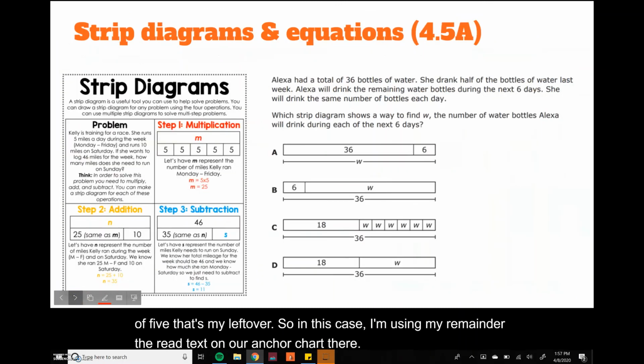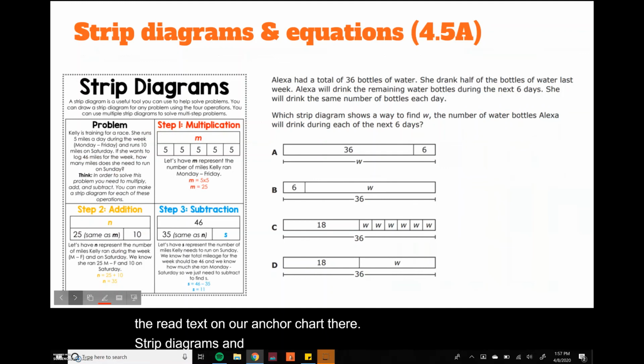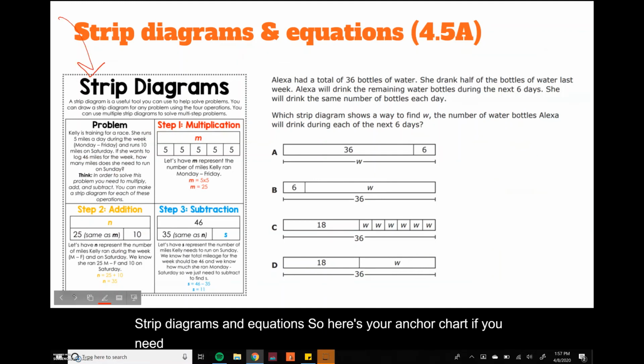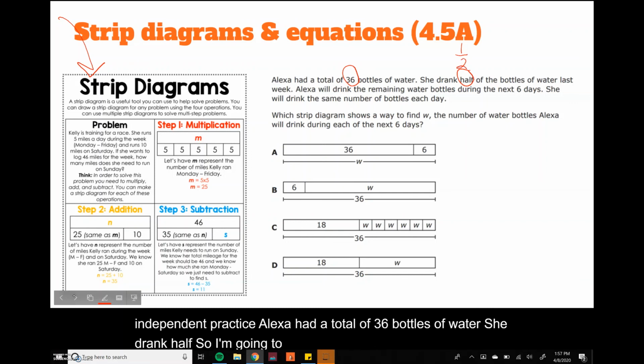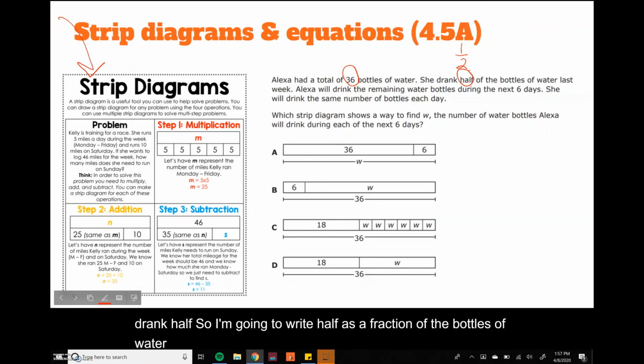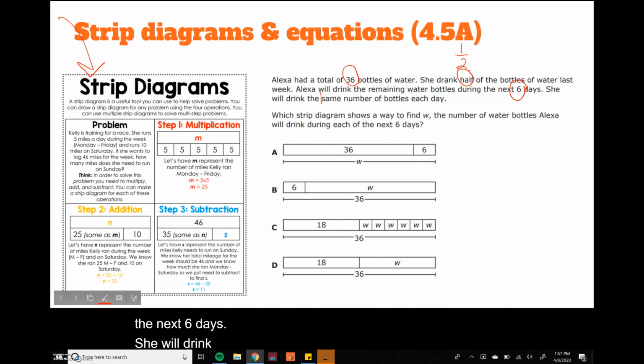Strip diagrams and equations. So here's your anchor chart. If you need to refer back to it, you'll have a problem using this on your independent practice. Alexa had a total of 36 bottles of water. She drank half, so I'm going to write half as a fraction, of the bottles of water last week. She will drink the remaining water bottles during the next 6 days. She will drink the same number of bottles each day.